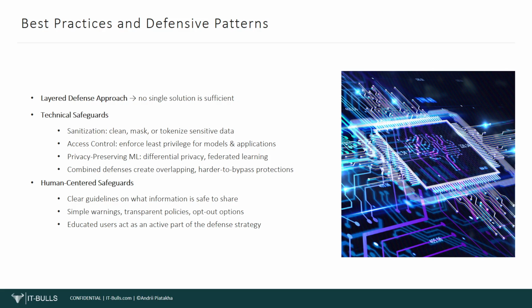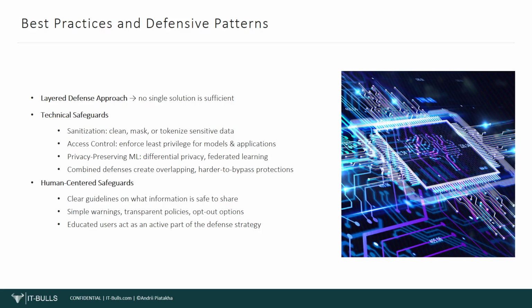Sanitization ensures that sensitive data is cleaned, masked, or tokenized before it can enter training or inference pipelines. Access control enforces the principle of least privilege so that neither the model nor its connected applications can see more than they absolutely need. And privacy-preserving methods, such as differential privacy or federated learning, provide mathematical assurances that even if data is used for training, it cannot be easily reverse engineered. When these measures work together, they create overlapping protections that are much harder for an attacker to bypass.